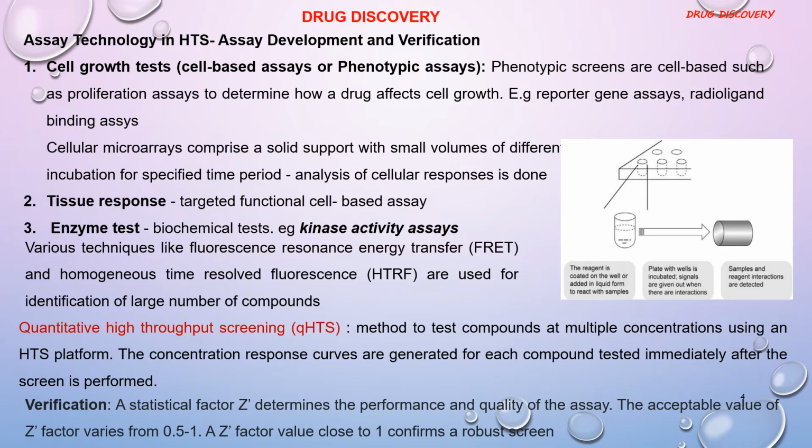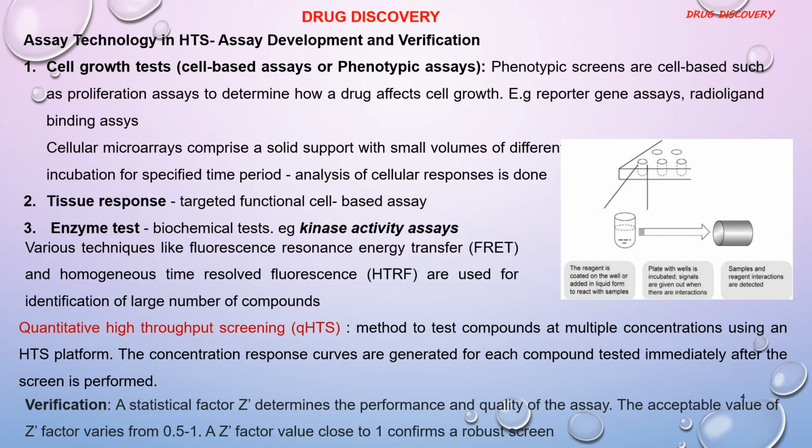Another method is phenotypic assays, wherein change in phenotype caused by abnormal signaling pathways can be quantified. Zebrafish embryos are used in this assay. The test can be done in large numbers at one slot. A cellular microarray or microtiter consists of wells with small volumes of different biomolecules and cells, as shown in the figure. After incubation, analysis and quantification of cellular responses are done.